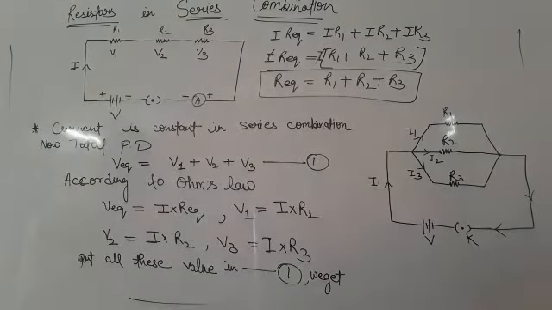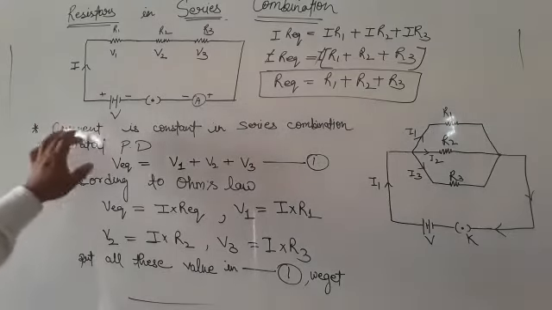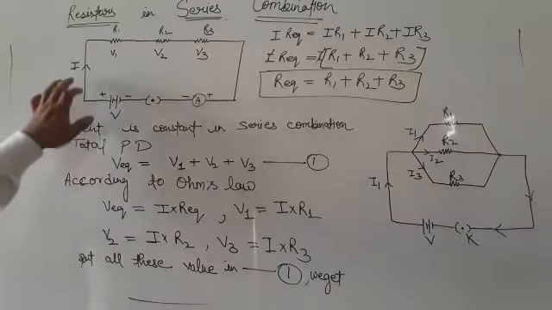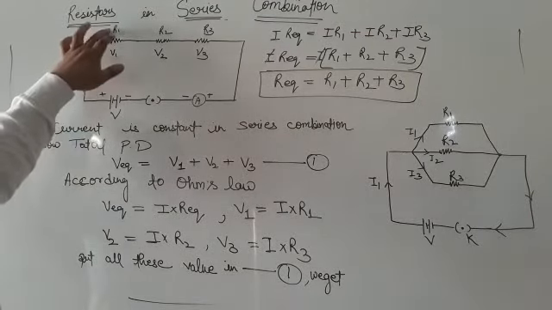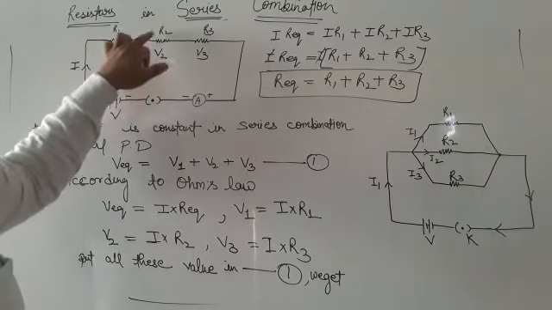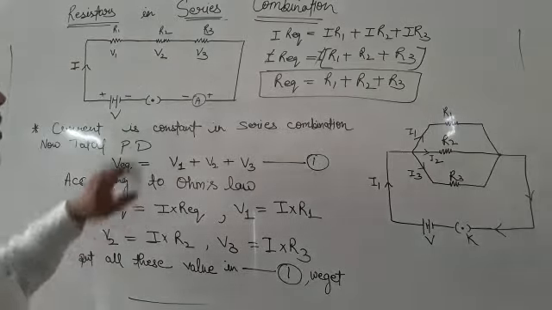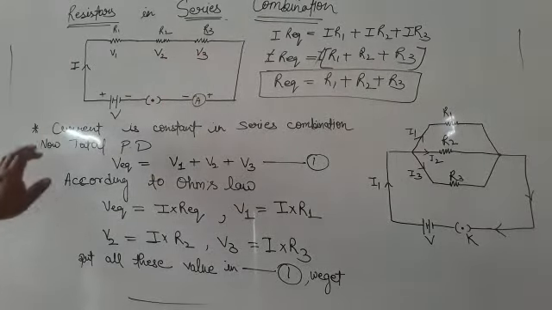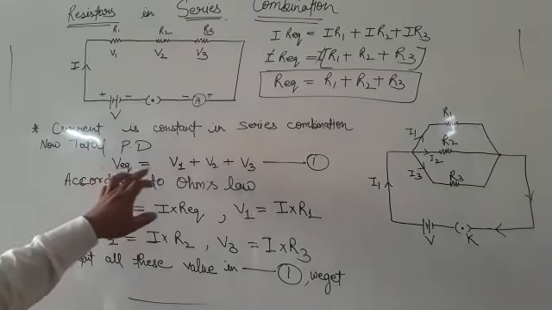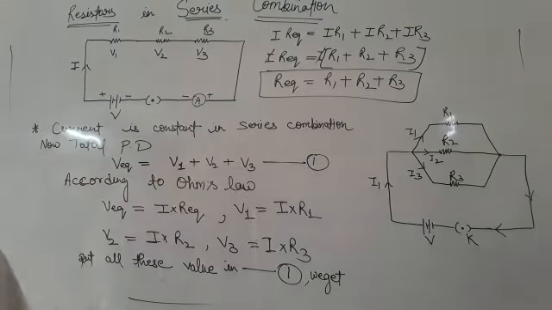As we know, in series combination, current is constant in the circuit. So I is the current in the circuit, and the voltage for resistance R1 is V1, for R2 is V2, and for R3 is V3. Now the total potential difference in the circuit is equal to V1 plus V2 plus V3.